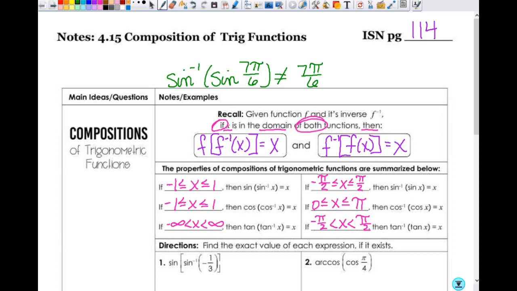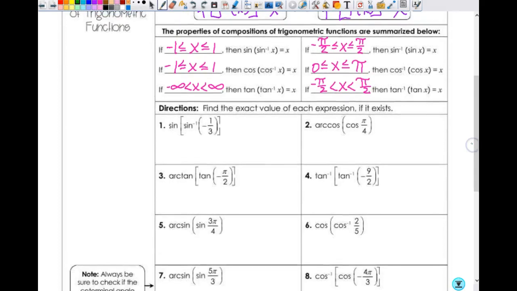So now let's look at number 1, just -1/3. You don't know what the sine inverse of -1/3 is, right? But does this -1/3 fall in this range right here? It does, right? It falls between -1 and 1. Therefore, I don't have to know what it is. I know then that the sine of the sine inverse of -1/3 is just, what do you think? -1/3. That's it.